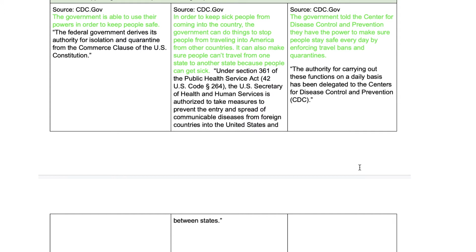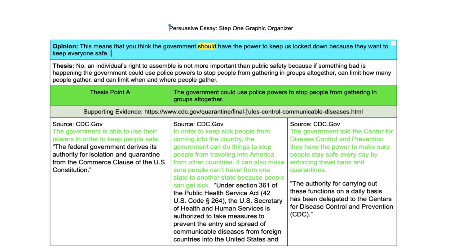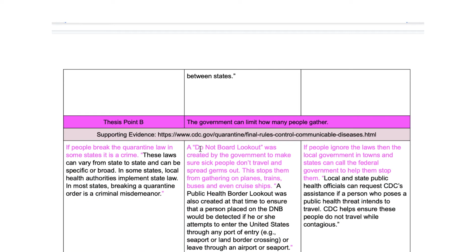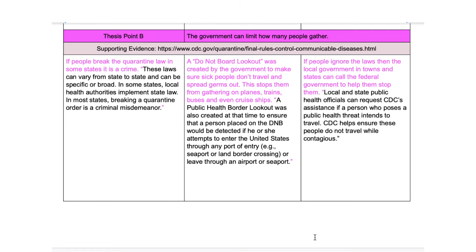And I do agree that they should be able to do that if it's going to make sure that sick people stay where they need to be and everybody else stays safe. Now we're going to look at thesis point B, which is here where it says can limit how many people gather. So now here it is. The government can limit how many people gather. I agree with that. Now here I'm going to prove it.